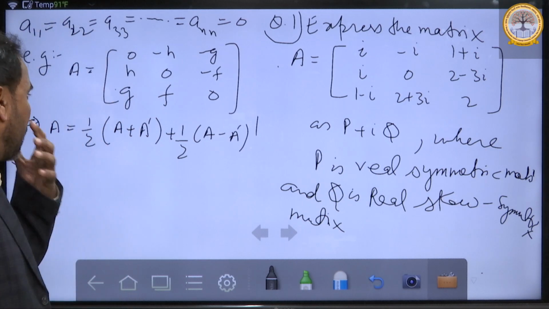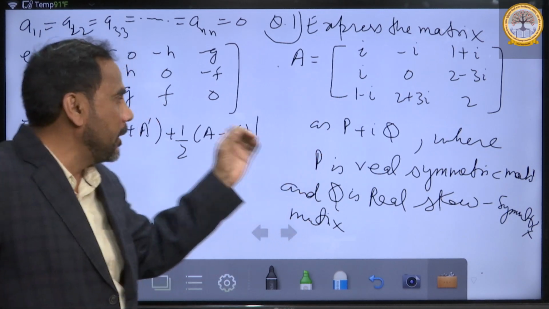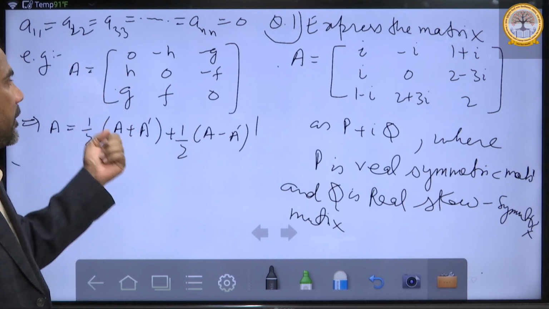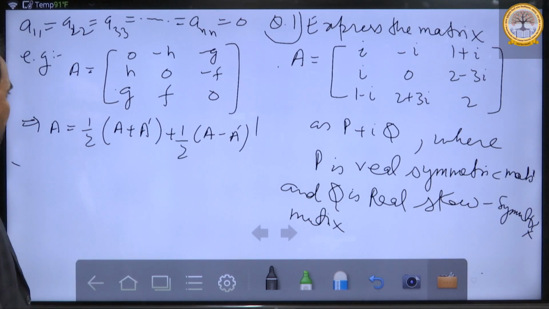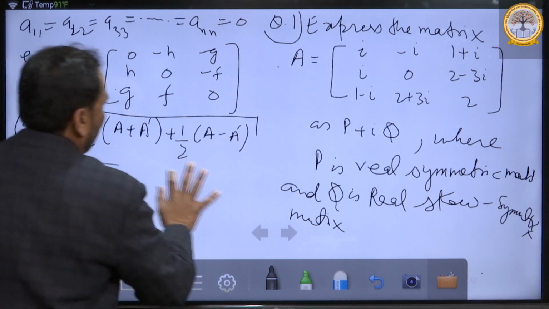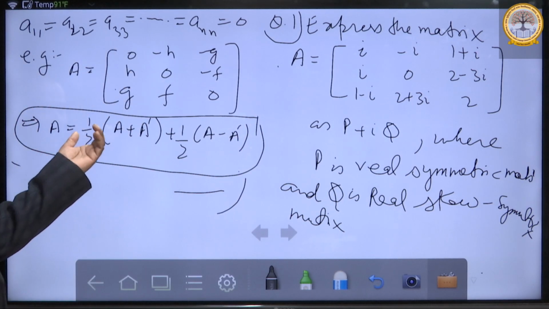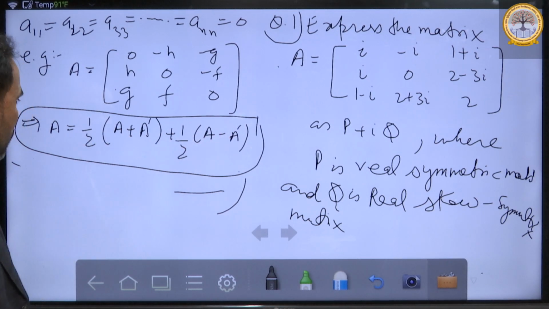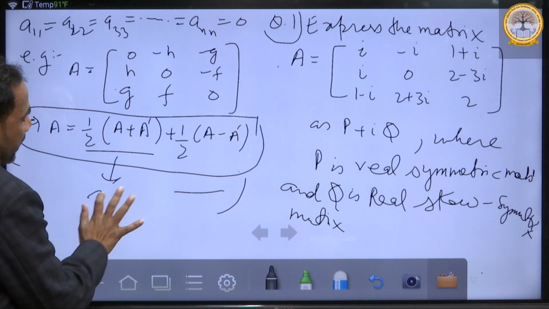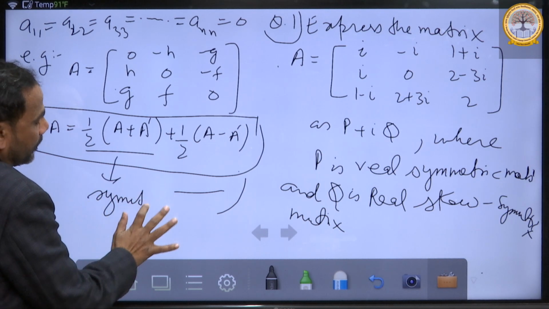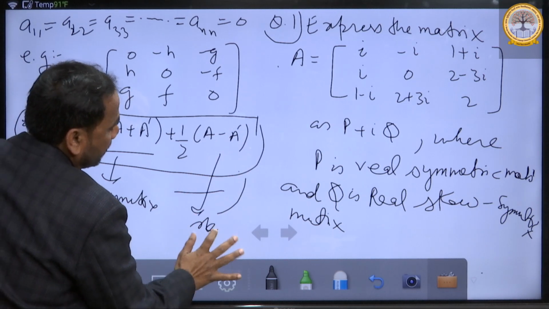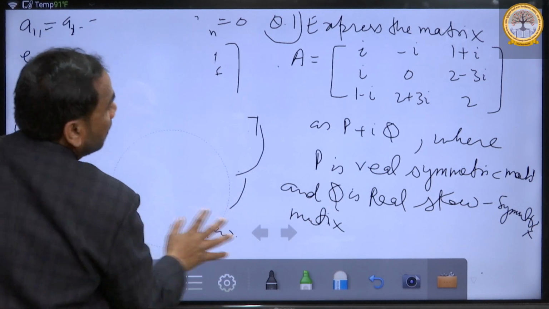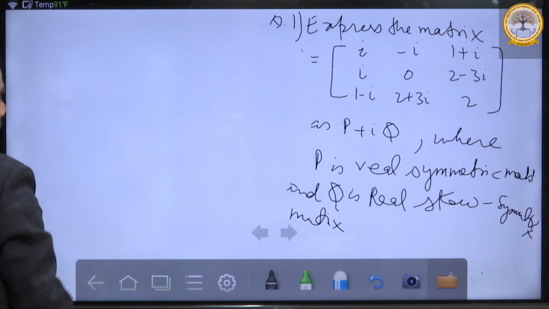We solve these questions in many steps. First, we use definition of symmetric matrix and skew symmetric matrix, and also this is the formula. This formula is that A is expressed as 1 by 2 (A plus A dash) plus 1 by 2 (A minus A dash), and this part is symmetric and this part is skew symmetric. Okay, we will solve this numerical in front of you.